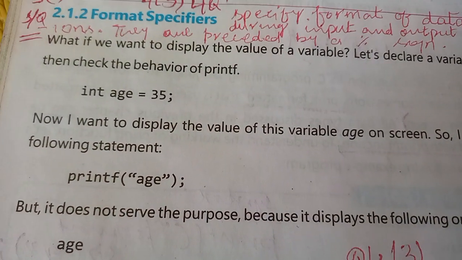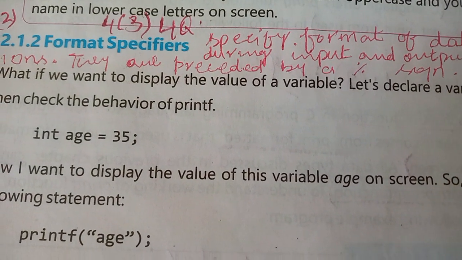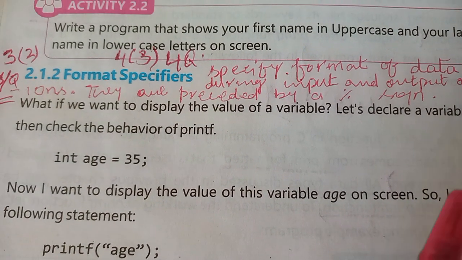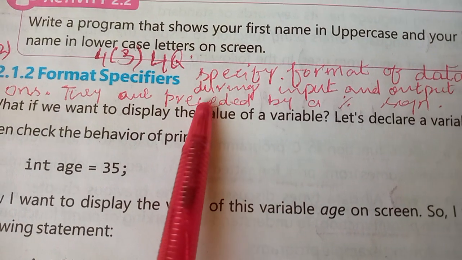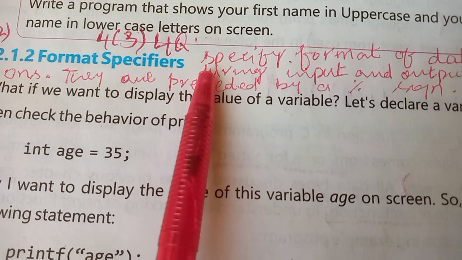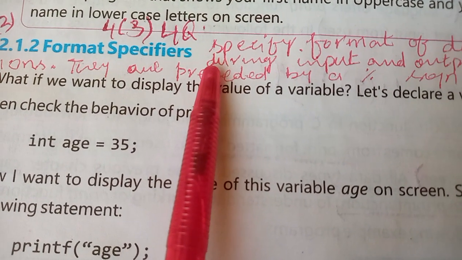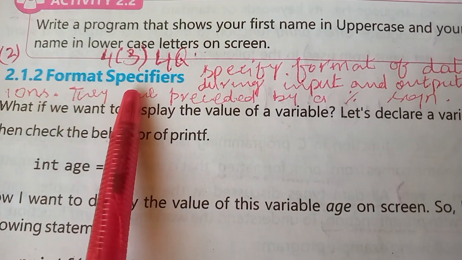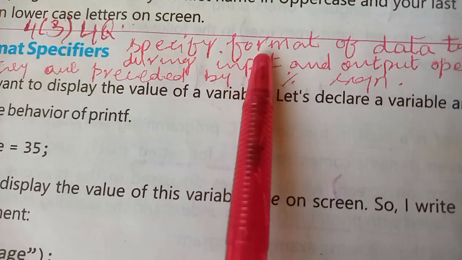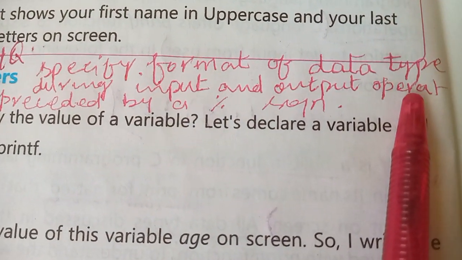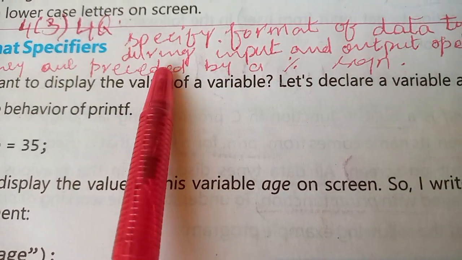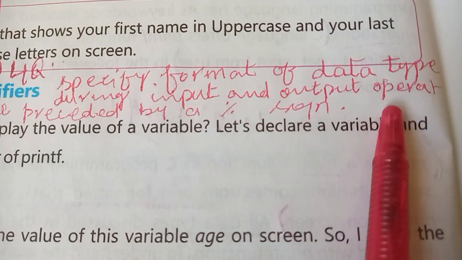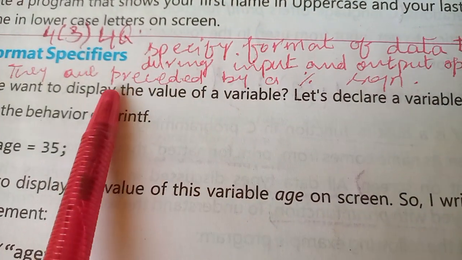Okay, the next topic is format specifier. It is a long question. Its definition is as follows. You can also see it from the summary of this chapter. Its definition is: format specifiers specify the format of data type during input and output operations.